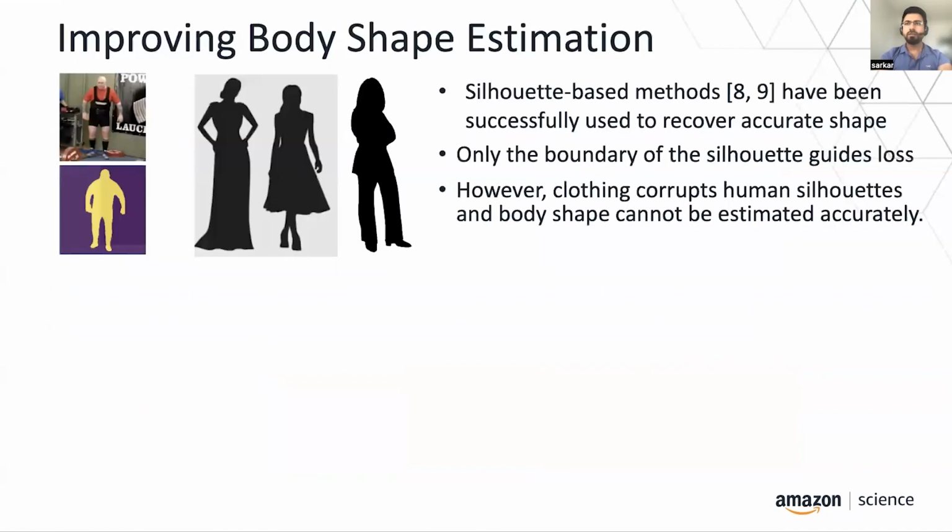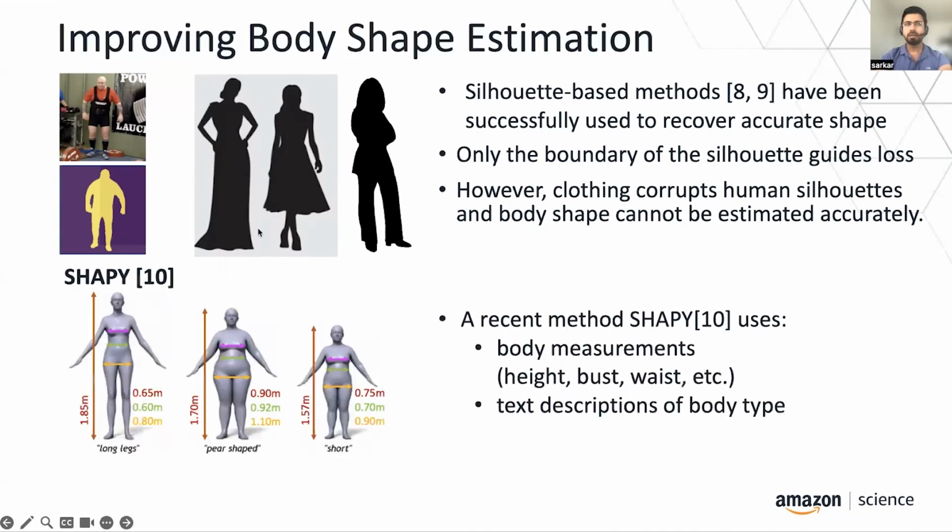Some prior methods have used body silhouettes to accurately recover body shape. This works well for 3D animal reconstruction and people wearing skin-tight clothes. However, for such silhouette-based methods, only the boundary of the silhouette guides the loss, and often human clothing corrupts the silhouettes, as you can see in the examples on the right, and hence body shape cannot be estimated correctly. A recent method, ShapY, collects body measurement data such as height, bust, waist, etc., and textual descriptions of body types such as long legs, skinny, short, pear-shaped, and uses them for training.